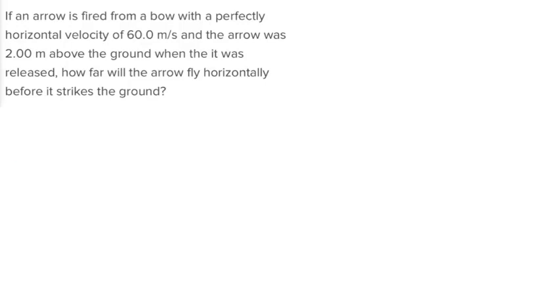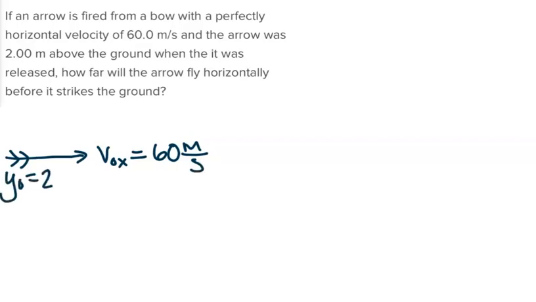So we have our bow here, and we have a horizontal initial velocity in the x direction of 60 meters per second. And we know that its initial position is 2 meters. And we want to know how far it's going to fly horizontally before it strikes the ground.